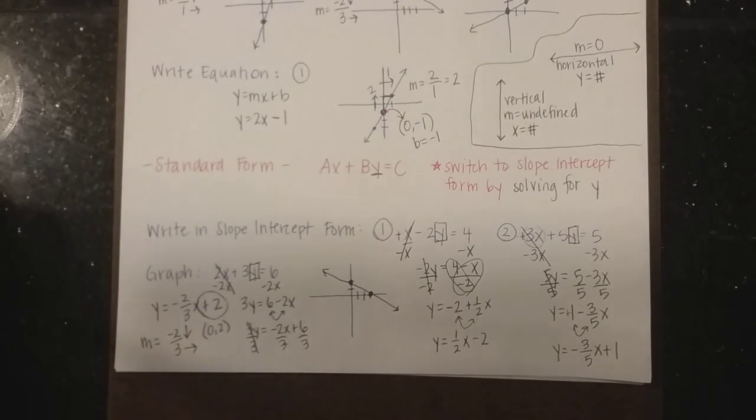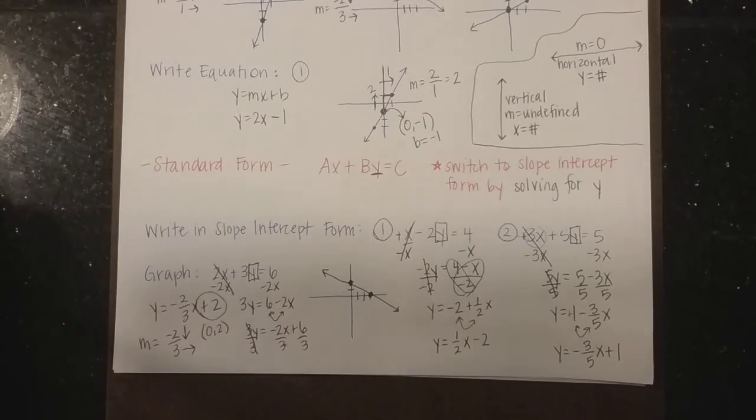And there's my line. All right, so slope-intercept form, use your y-intercept and your slope. If it's given to you in standard form or any other form really, just get y by itself so that you're in slope-intercept form, and then you can graph it.